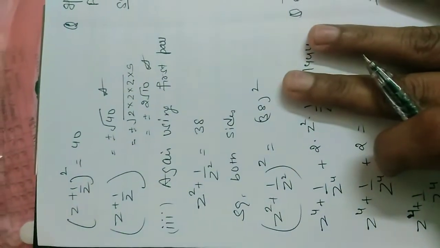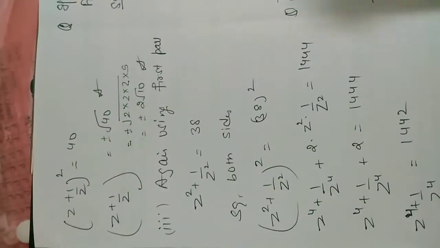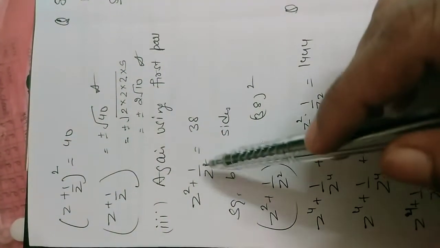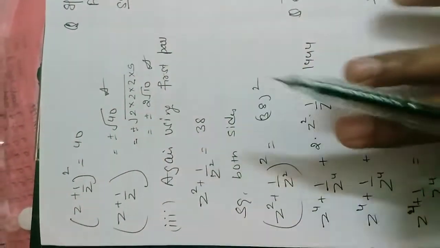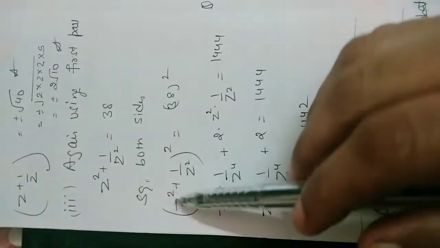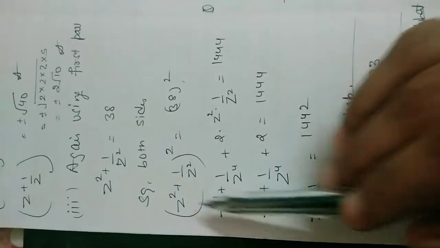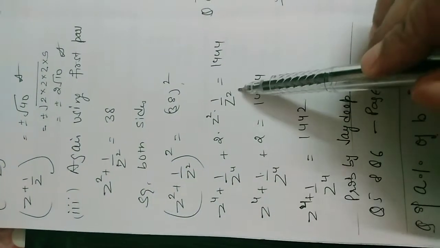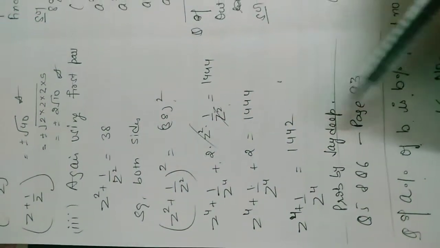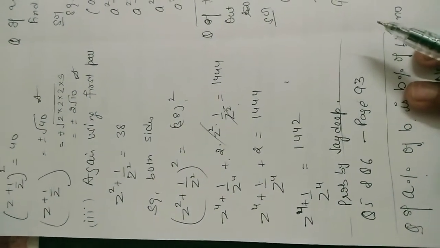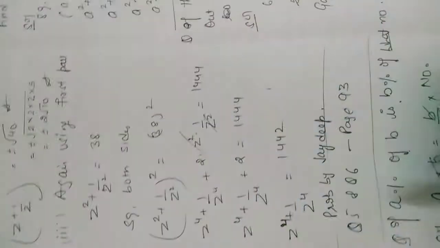Fine. Now the last part is to find z raised to power 4 plus 1 upon z raised to power 4. Again you have to use the first part. z raised to power 4 we can only get by squaring. So squaring both sides, a square plus b square plus 2ab. It's again going to be cancelled. This is plus 2, it is going to be minus, and that is your required answer. Hope it is clear now.